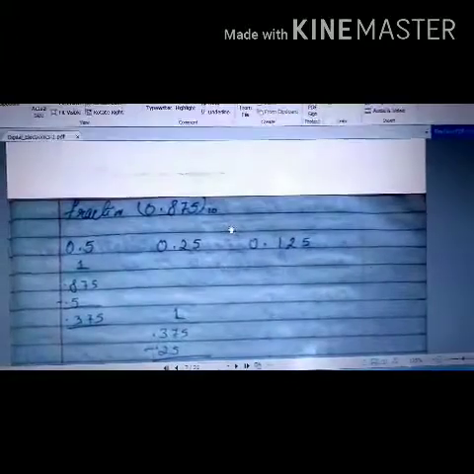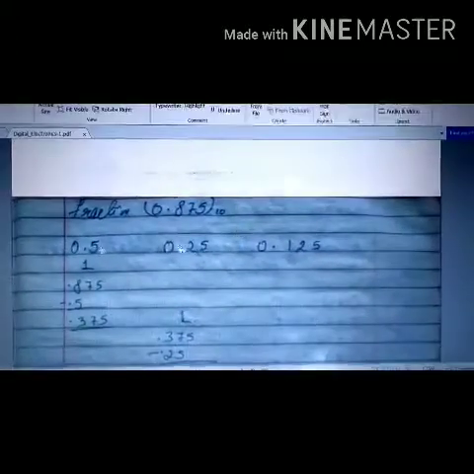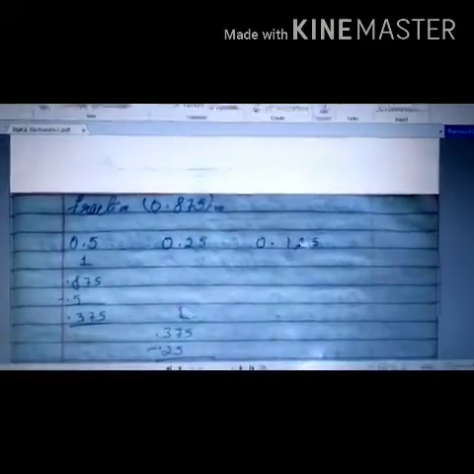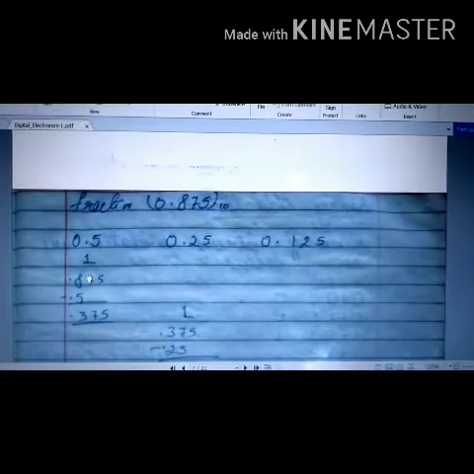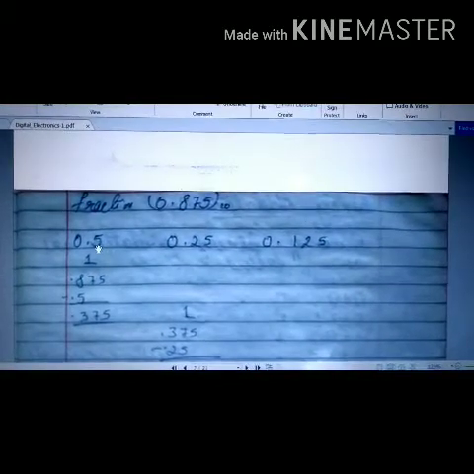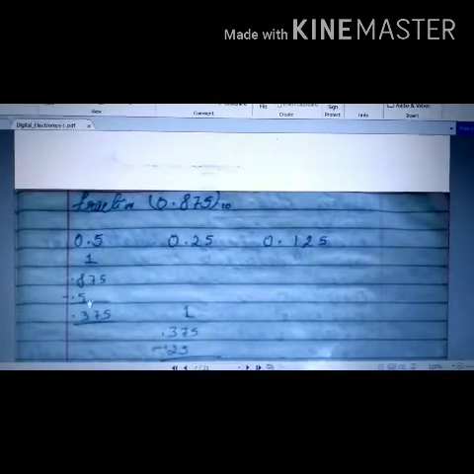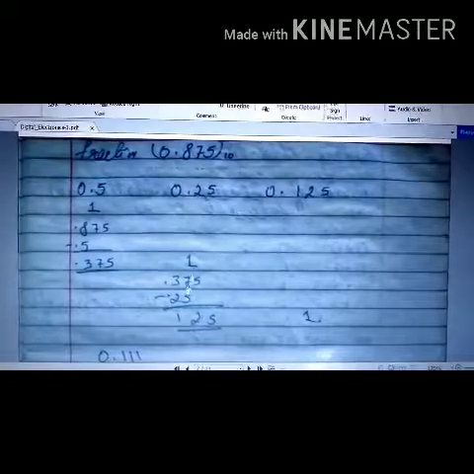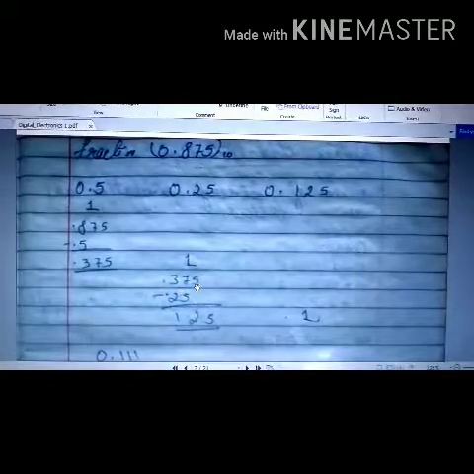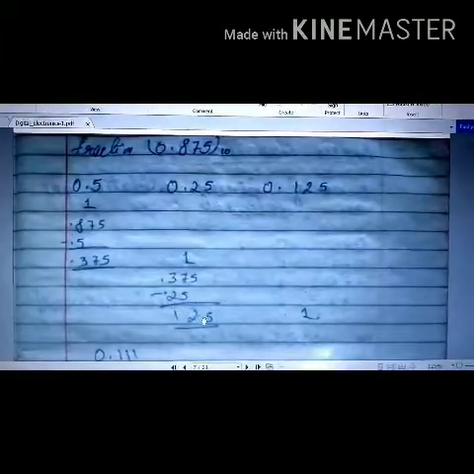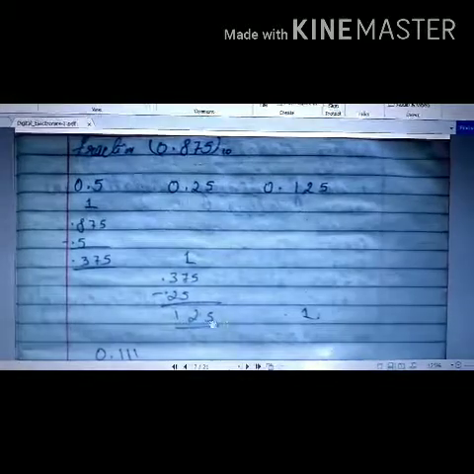Now coming to the fraction part, again use powers of 2. So 0.5, 0.25, 0.125. The number is 0.875, so the closest is 0.5. So 0.875 minus 0.5 is 0.375. I will put a 1 here. Then 0.375 and 0.25, 0.25 is close. Remember, since it's a decimal number, the MSB will be the same and the LSB will be 0. Now I will subtract this. I will get 0.125. 0.125 is equivalent to this, so I will put a 1. So I will get 0.111.